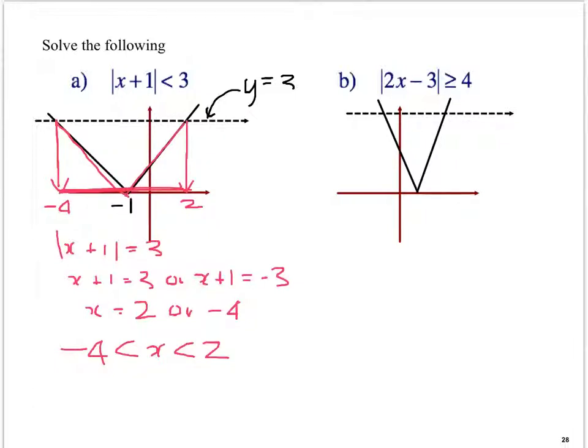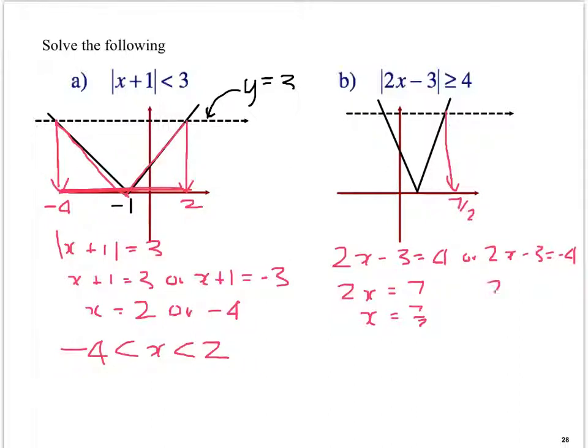Let's find when 2x minus 3 is equal to 4. So I've got 2x minus 3 equal to 4, or 2x minus 3 equal to negative 4, just using the basic definition. So 2x equals 7, x equals 7 over 2. That is going to be that value right there. Or in this case over here, 2x equals negative 4 plus 3, which is negative 1. x equals negative a half. That is that value right there.